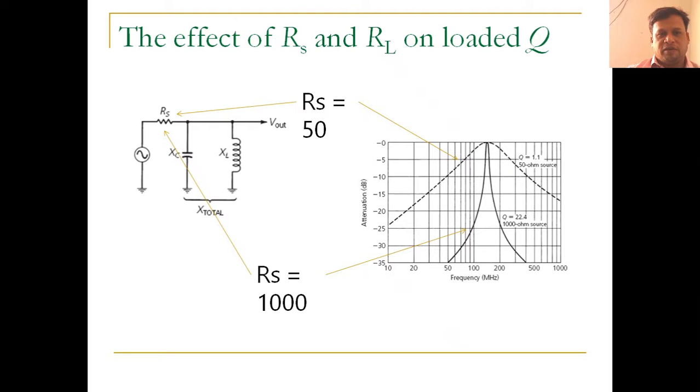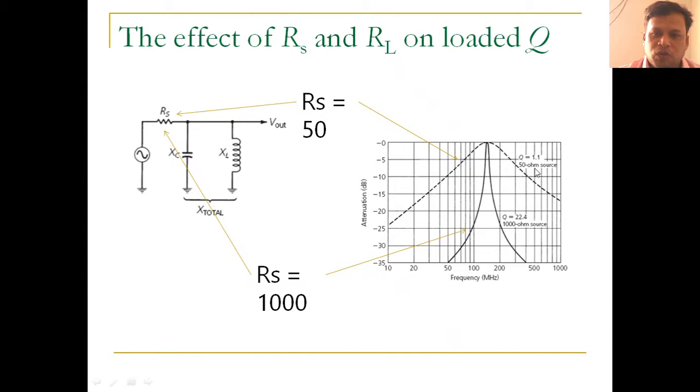If you see the figure here, Rs is given as 50 and Rs is equal to 1000. So that is being plotted on the graph. If you see Rs equal to 1000 and Rs equal to 50, then what you are seeing here is this plot. At the cursor, you are plotting from 50, and Q is equal to 22.4, that is for the 1000 ohm source. For the 50 ohm source, the quality factor here is 1.1.